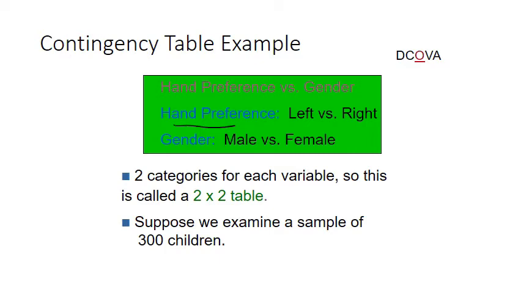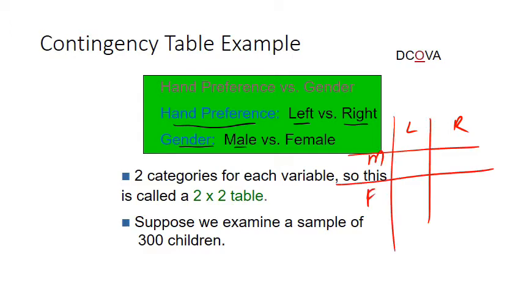So we take an example where we have gender versus left-handed or right-handed. So hand preference, left-handed versus right-handed, and we have gender. In this case we can make a 2 cross 2 contingency table: left-handed, right-handed, male and female. So this is our 2 cross 2 contingency table, two columns and two rows.